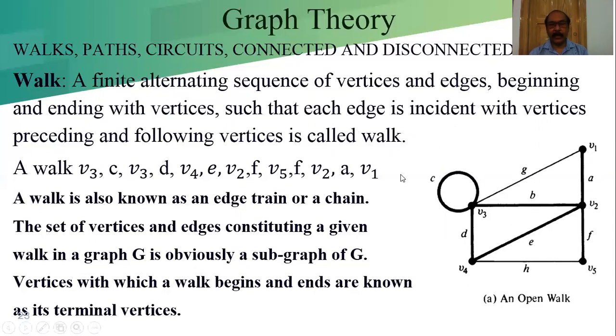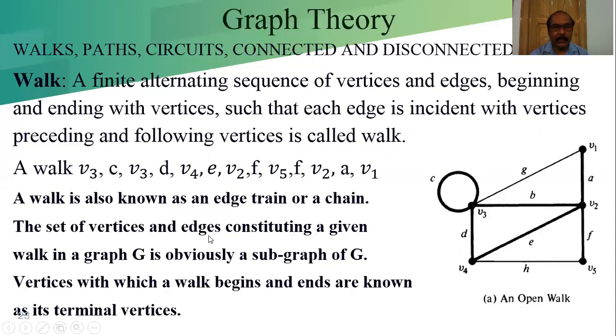A walk has two different definitions in different books. Here I am saying that edges and vertices may be repeated in the walk, but some books only consider vertex repetition, not edge repetition. So we give another definition, that is the trail, along with this. So this is the walk. A walk is also known as an edge train or a chain.